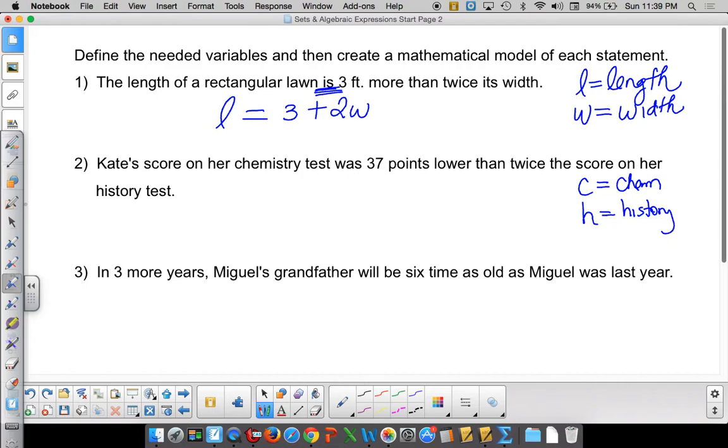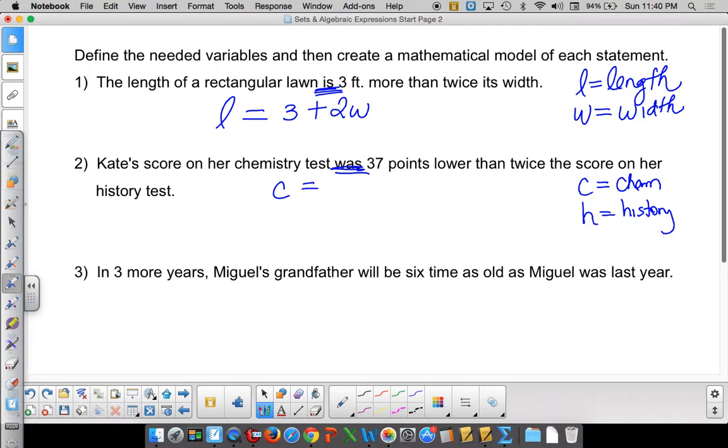Kate's score on her chemistry test was 37 points lower than twice the score on her history test. Okay, we usually have trouble with 37 points lower. Where do I go with the lower? You don't have to worry about it. The words are telling you in order. Translate the sentence. Kate's score on her chemistry test. What represents her score on her chemistry test? C. Then we hit the all-important word, was. So therefore, equals.